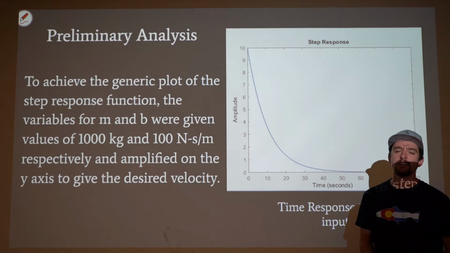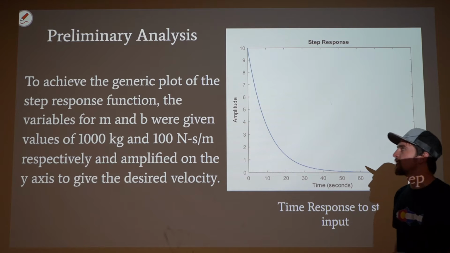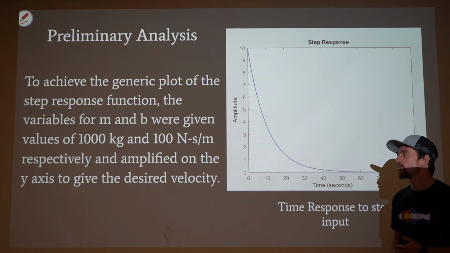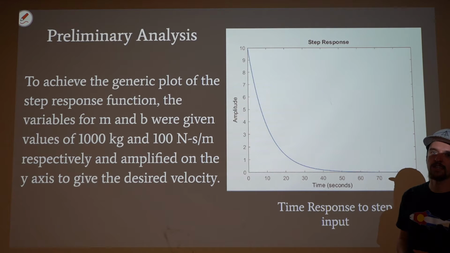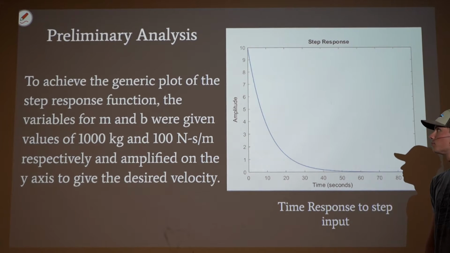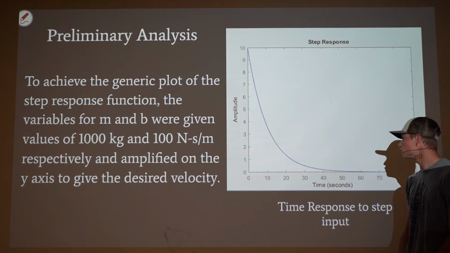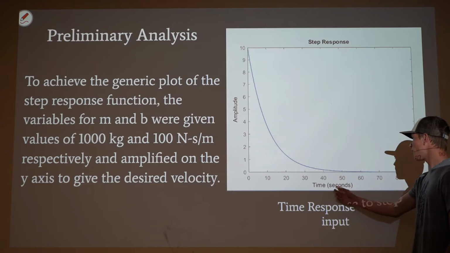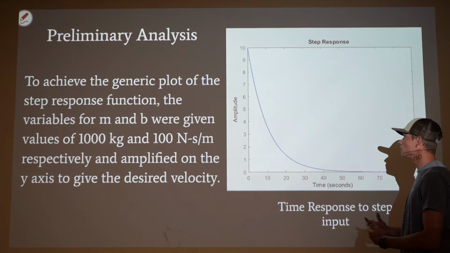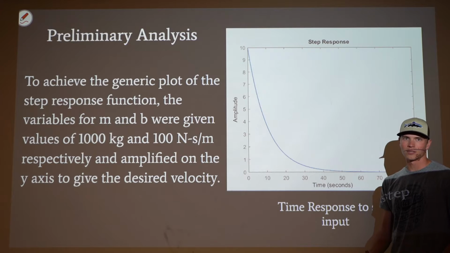This is our preliminary analysis of our transfer function. To achieve the step response of our transfer function, we gave the variables for mass and damper as 1,000 kilograms and 100 newton seconds per meter respectively. With this preliminary analysis, the rise time and settling time are super big. The settling time comes all the way out to roughly 50 seconds, and that's way too big for our system. The rise time is also not quite appropriate, though rise time isn't as important in our system as settling time is.